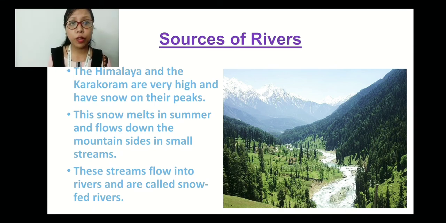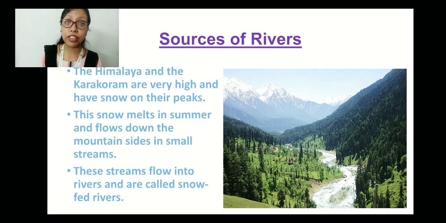Now we already know that the Himalayas and the Karakoram have very high mountains. I have already shown the pictures in the live class that these mountain ranges have the world's highest mountains. Highest mountains means highest peaks, and that means these peaks will be covered by snow. The whole mountains are covered by snow. Now during the summer, this snow melts and flows down the mountain side in small streams.